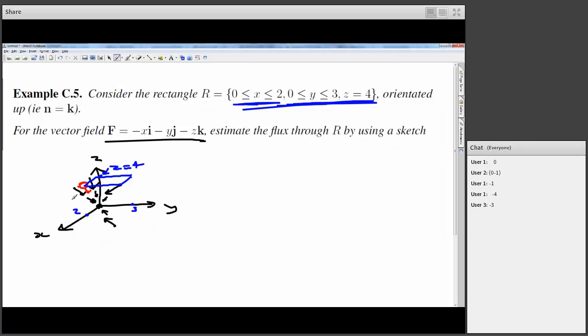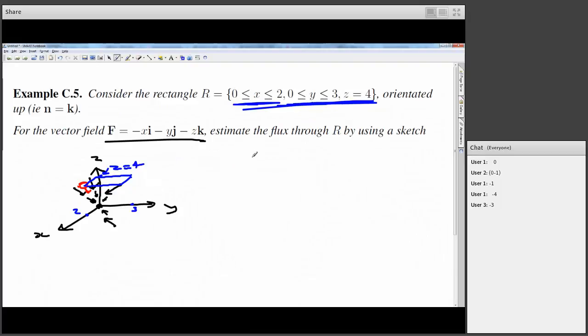So that's what flux is. Flux is how much of the vector field flows through a particular surface. Now, if you look at the surface, there are two ways you can flow through it. You can flow down through the rectangle or up through the rectangle. There are two choices, so which one do I pick? The way we pick is called the orientation.